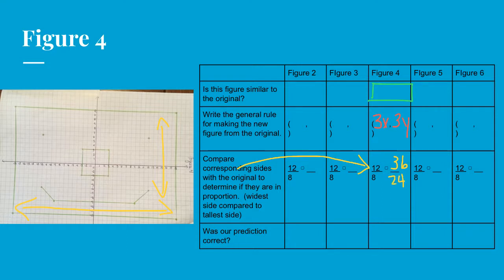So I'm going to check this proportion. I'm going to use cross multiplication. 12 times 24 will give me a number. 8 times 36 will give me a number. And those two numbers are actually the same.